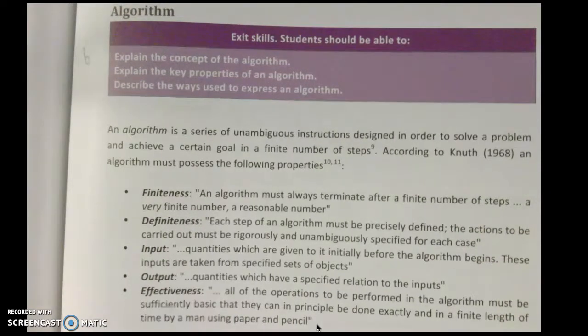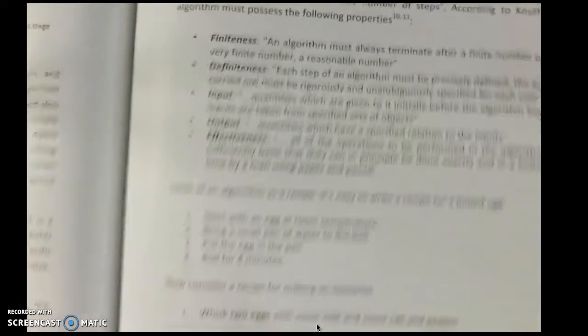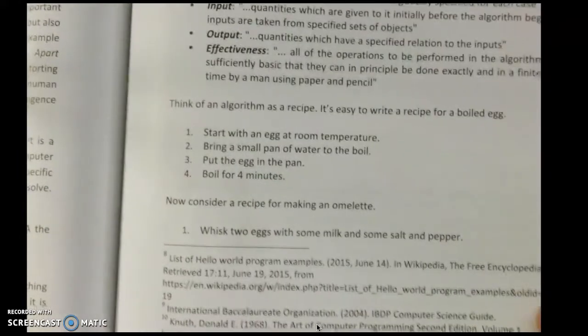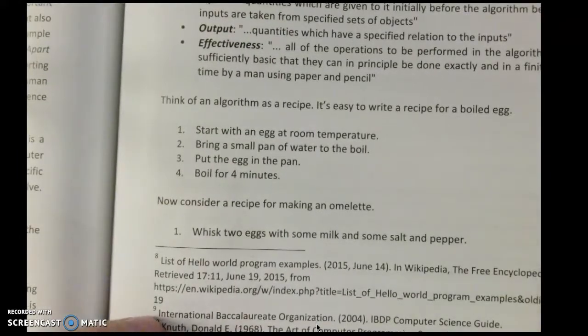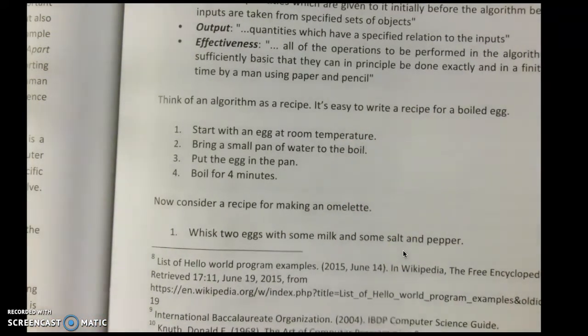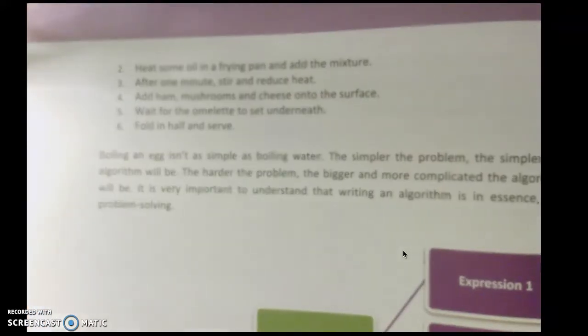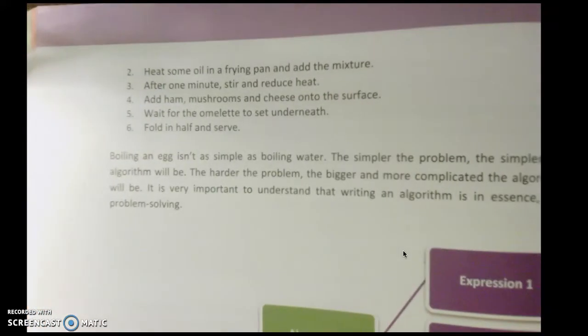A good model for an algorithm is a recipe, for example. It's easy to write a recipe for a boiled egg. Here they have an example for an omelet, and so on. You can freeze that if you need to, but that's not really the important point.